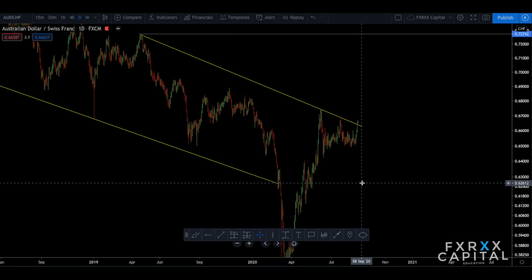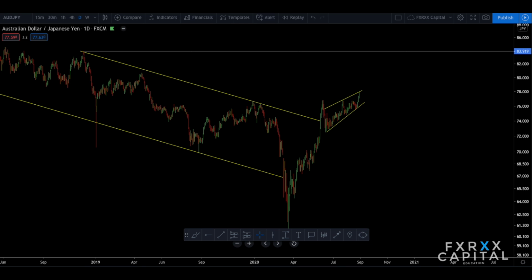In structure, the best thing that we learn from trading price action is that we are able to trade to the upside and to the downside with low risk management. So we move to another pair, which is Australian dollar Japanese yen.